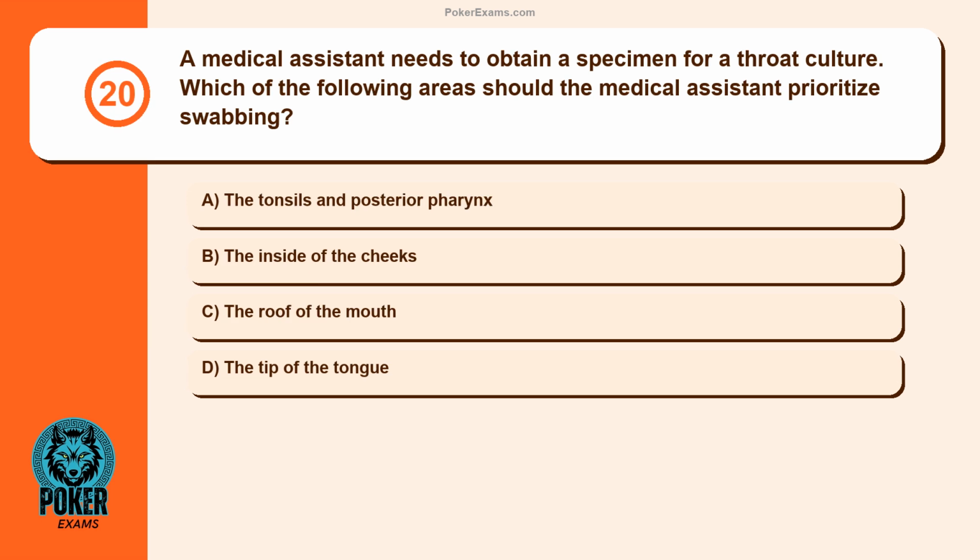Question 20. A medical assistant needs to obtain a specimen for a throat culture. Which of the following areas should the medical assistant prioritize swabbing? The tonsils and posterior pharynx, the inside of the cheeks, the roof of the mouth, the tip of the tongue.